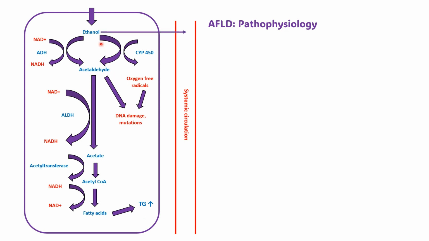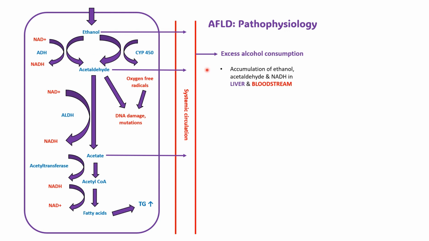Okay, so this essentially illustrates that ethanol, acetaldehyde, and acetate all can enter the systemic circulation, particularly ethanol and acetaldehyde, when the enzyme systems become overwhelmed within the liver cells. So the ethanol and acetaldehyde, which remember is carcinogenic, can enter the systemic circulation. And when we have excess alcohol consumption, like I said, we have an accumulation of ethanol, acetaldehyde, and reduced NAD in the liver and also in the bloodstream.